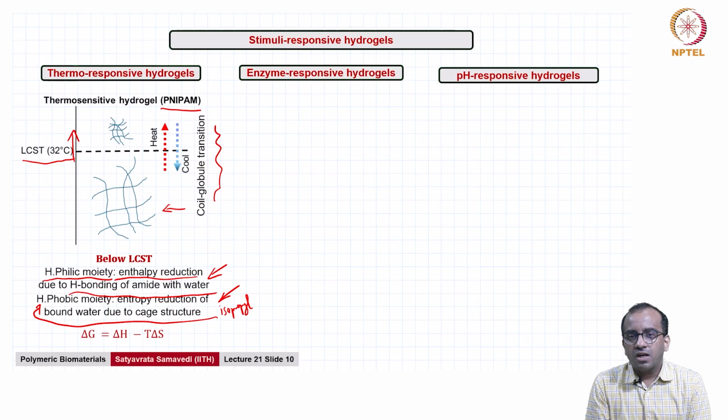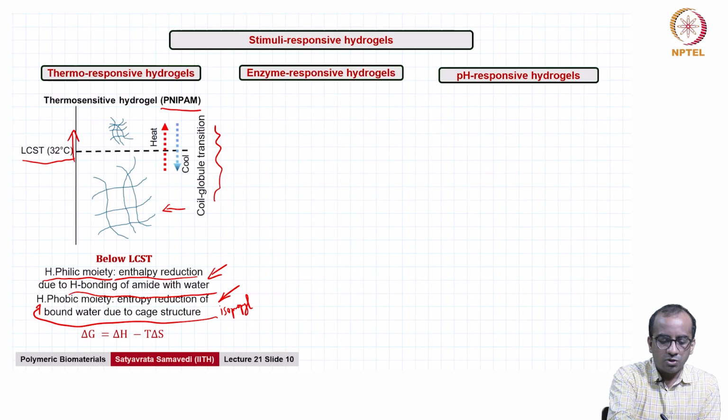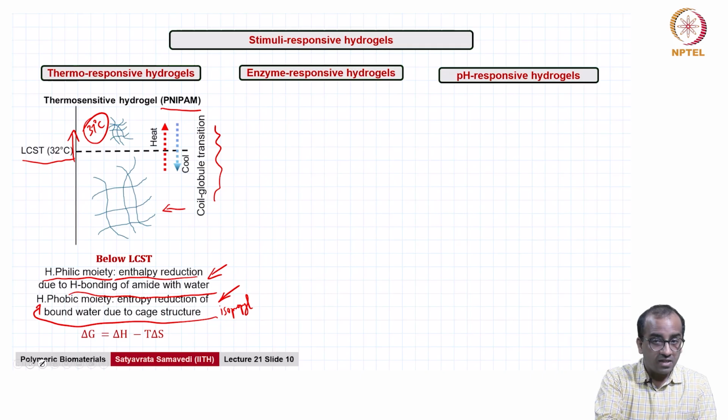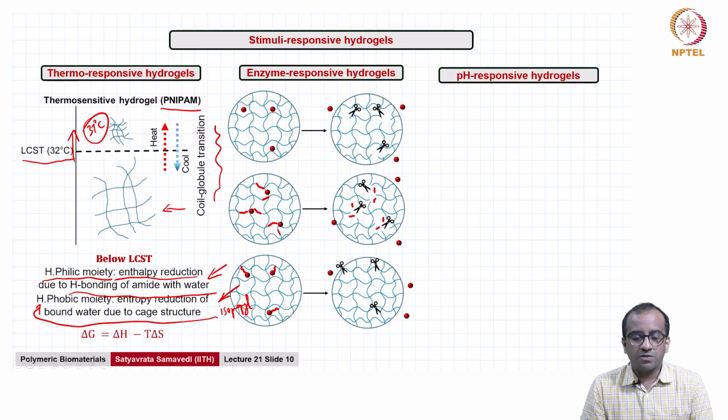expelling of water dominate above the LCST, and it so happens that body temperature is 37 degrees, which is above the LCST. So one can think of preparing injectable hydrogel based systems derived from poly-NiPAM for various applications, because it will undergo that sol-gel transition as you inject it. Another example is that of enzyme responsive hydrogels. So these are networks that are sensitive to some enzymes present in the microenvironment.